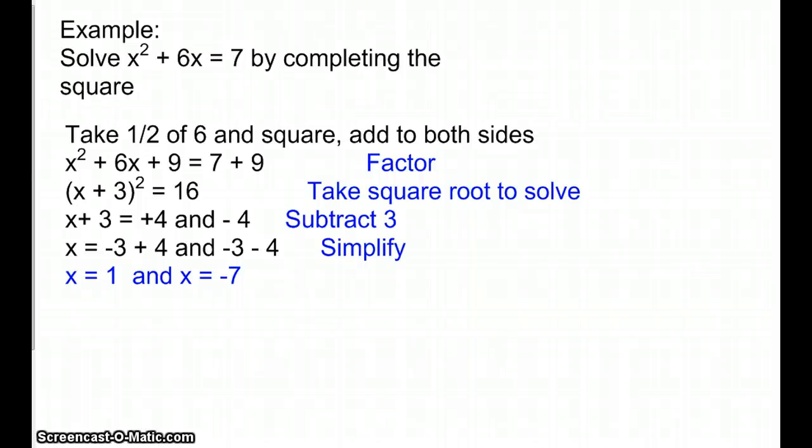Here's another example. x squared plus 6x equals 7. Solve it by completing the square, right? Take half of 6 and square it, and add that to both sides. So we're going to take half of 6, which is 3, square it, it's 9. Then you factor it. You know the left-hand side is a perfect square trinomial, so it becomes (x plus 3) squared, and the right-hand side is 16. Take the square root, so it's x plus 3 equals plus and minus 4. Subtract 3 from both sides, so x now equals minus 3 plus 4 and minus 3 minus 4. So x equals 1 and x equals negative 7.